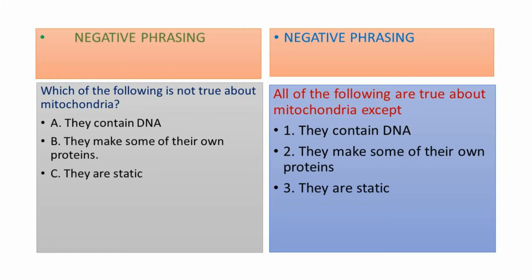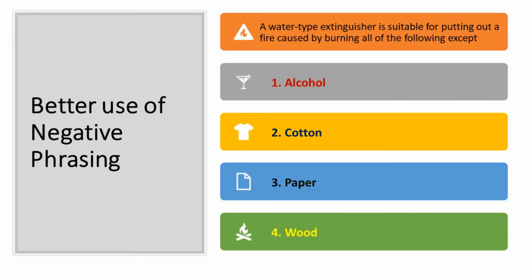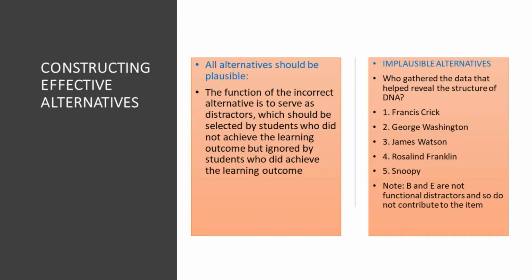In this way, you have to be careful when you're constructing an MCQ with negative phrasing. You can see there's an example given for a better use of negative phrasing. A water type extinguisher is suitable for putting out a fire caused by burning all of the following except alcohol, cotton, paper, wood. So in this kind of MCQ, you can see the negative phrasing is used in the following manner.